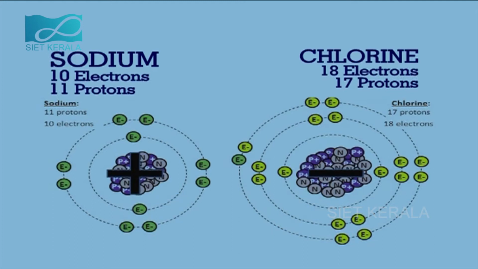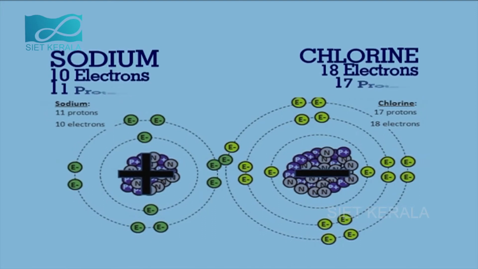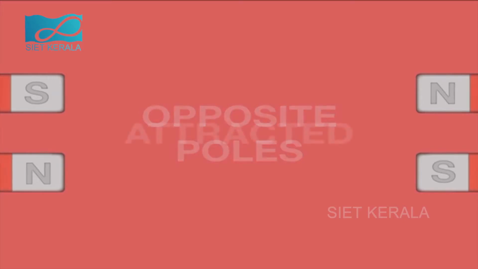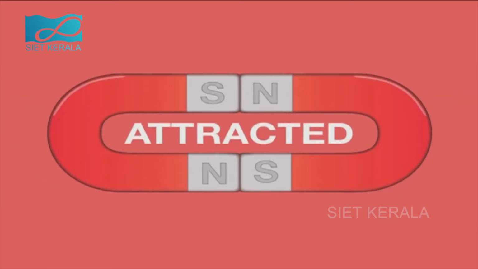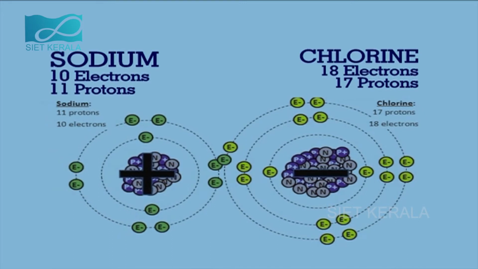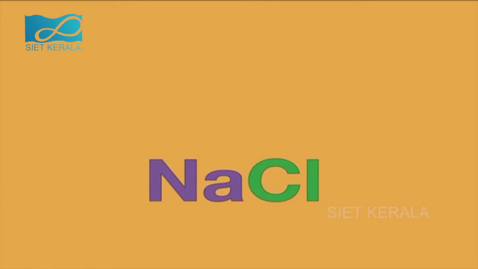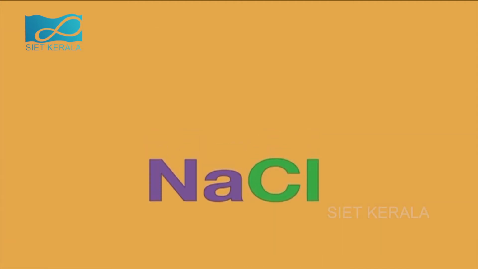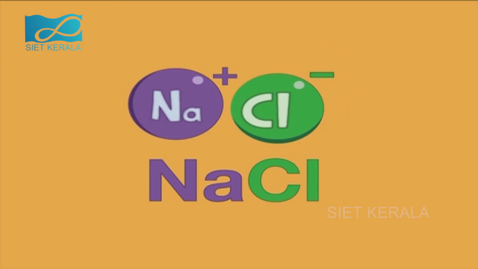The positive charge of sodium is attracted to the negative charge of chlorine, like two oppositely charged magnets. That is, sodium is like a positive magnet, and chlorine is just like a negative magnet. So they bond together chemically. This is the way sodium and chlorine combine and form sodium chloride.